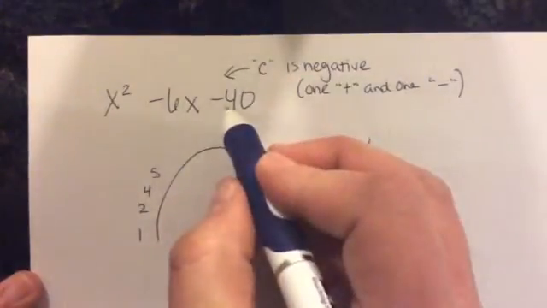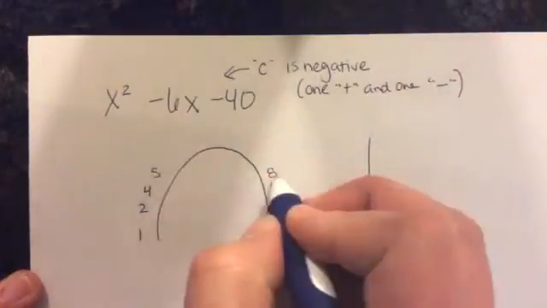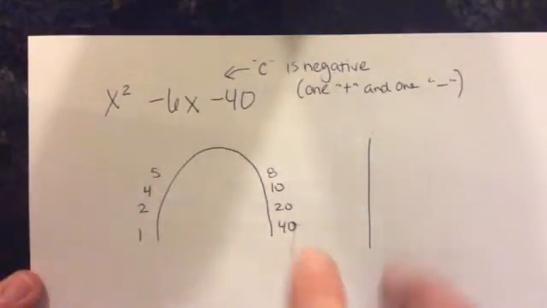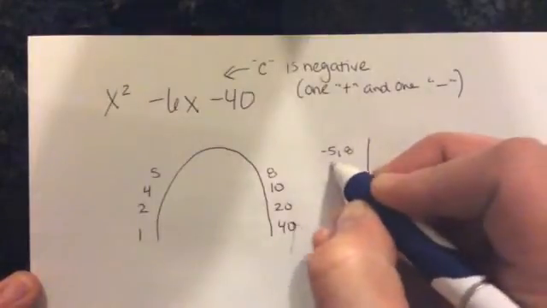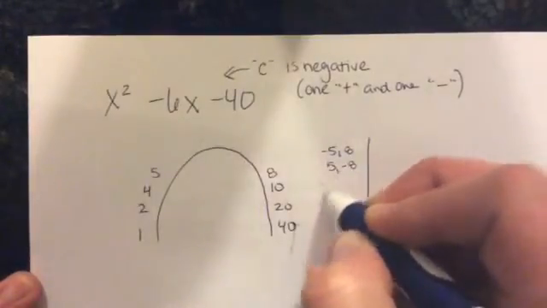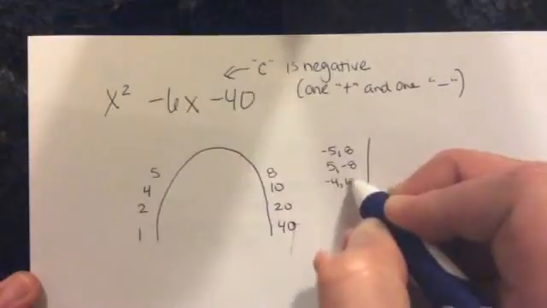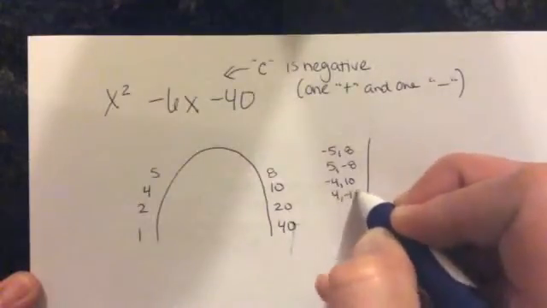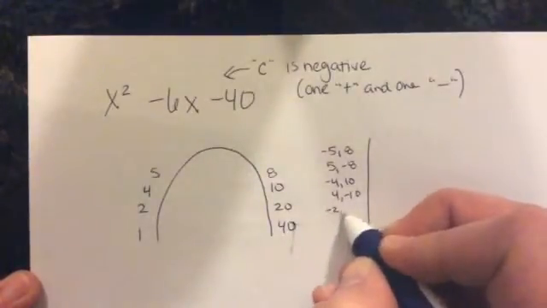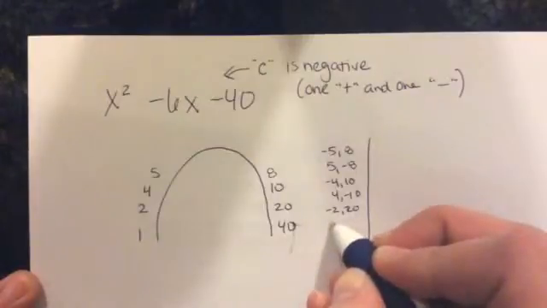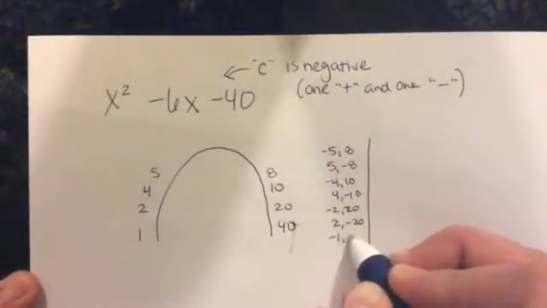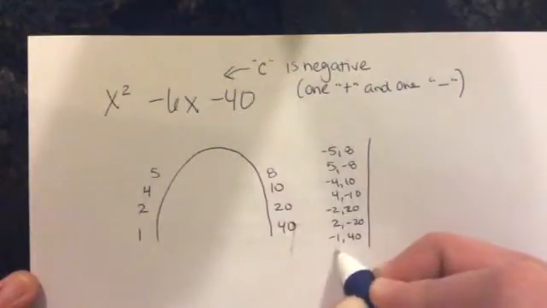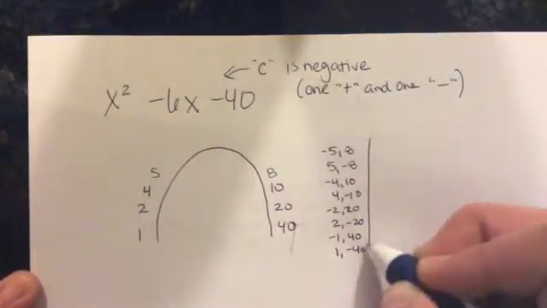Again, I need one positive, one negative. So I'm going to take each of these pairs and make one positive, one negative, then flip it. So I have negative 5 and 8, or I could have positive 5 and negative 8. I could have negative 4 and 10, or 4 and negative 10. I could have negative 2 and 20, or 2 and negative 20. I could have negative 1 and 40, or 1 and negative 40.